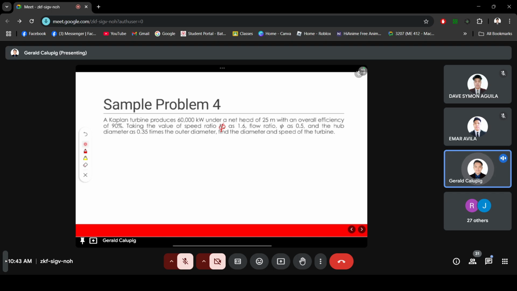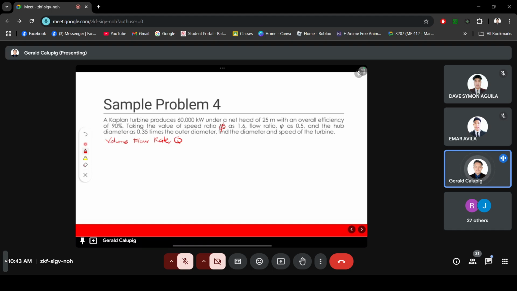So we can have here the value of Q. Again, if we have a reaction turbine, we need the value of Q, or the volume flow rate. Please take note of that, so you don't forget. Get the volume flow rate first, which is Q.